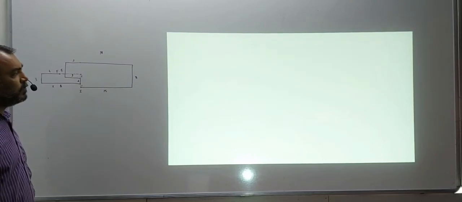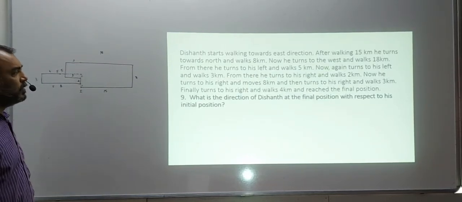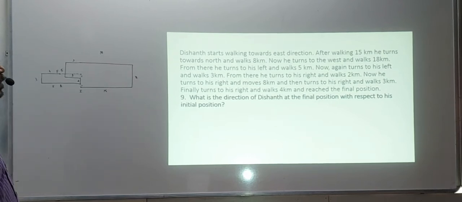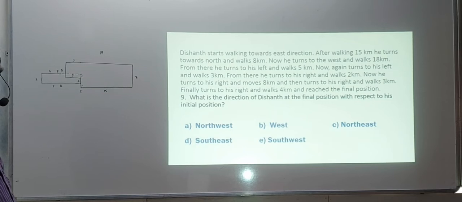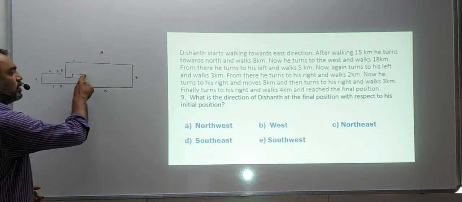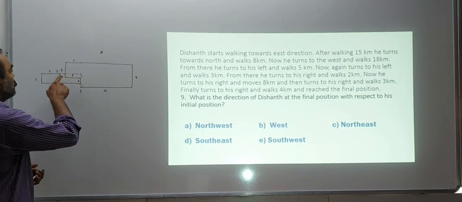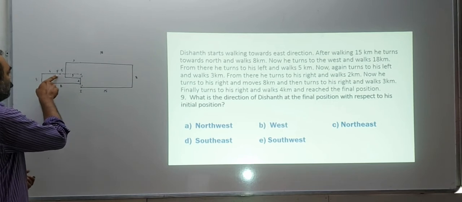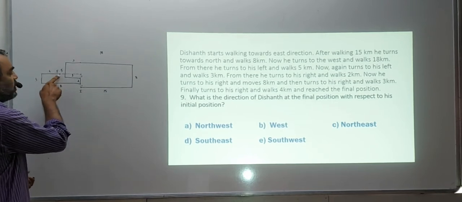Now based on the same data, the data is the same, the 9th question. Now read the question carefully. What is the direction of Dishan at the final position with respect to its initial position? So this is not its final position, remember. This is a confusing part. Actually I have written here F and this is the I. This is the final position.